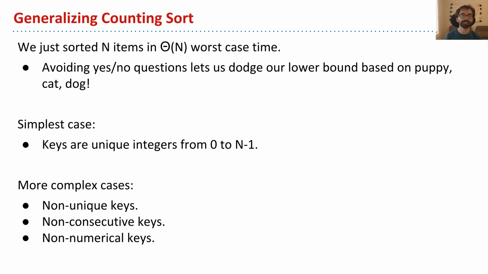So this is the simplest possible case of what is known as counting sort. This is a real sort that people really do use. And in the version we just saw, it required that our keys be integers between 0 and n minus 1. Now, there's more complex cases that we're going to deal with in the coming videos.